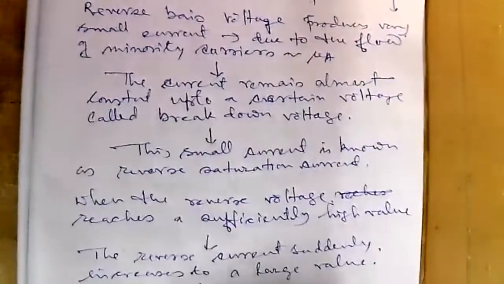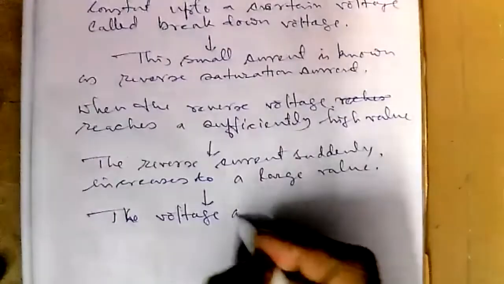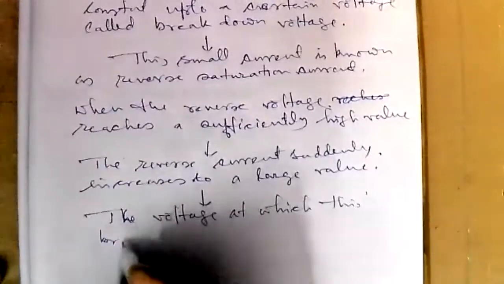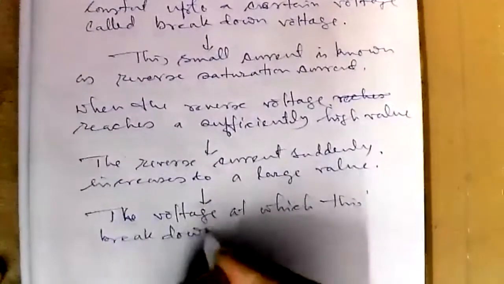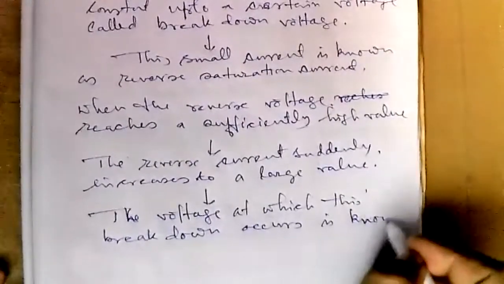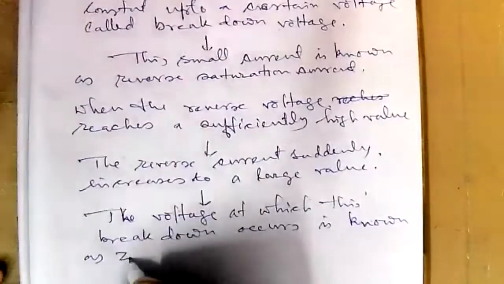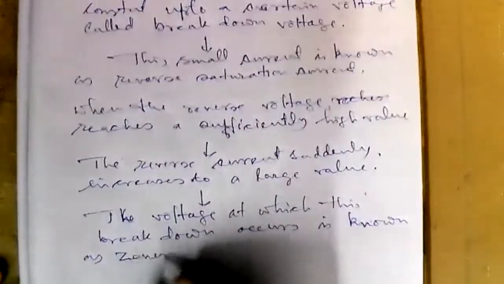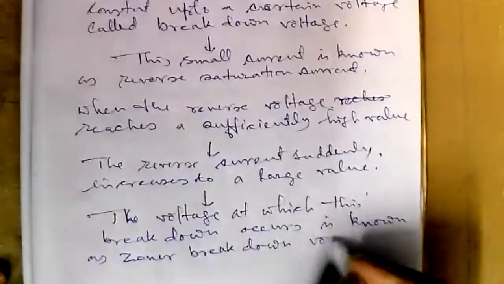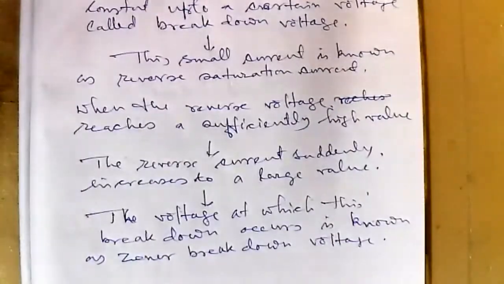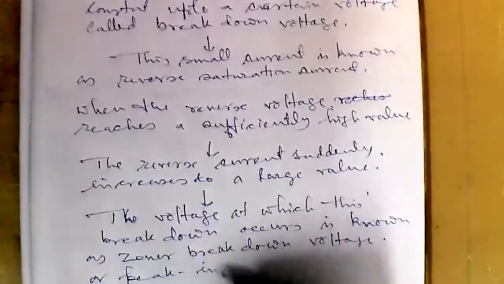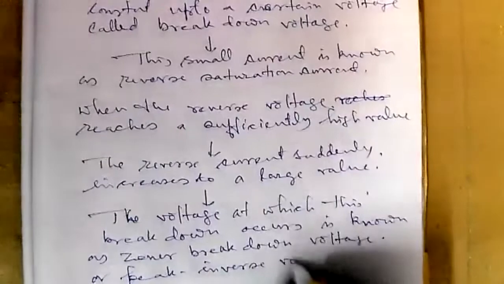The voltage at which this breakdown occurs is known as Zener breakdown voltage or peak inverse voltage.